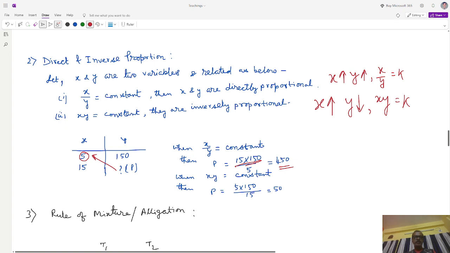When x and y are inversely proportional, then the unknown is related to this value. So this will come below the line and the other two to be multiplied and put above the line. 5 into 150 divided by 15 equals 50. Right.